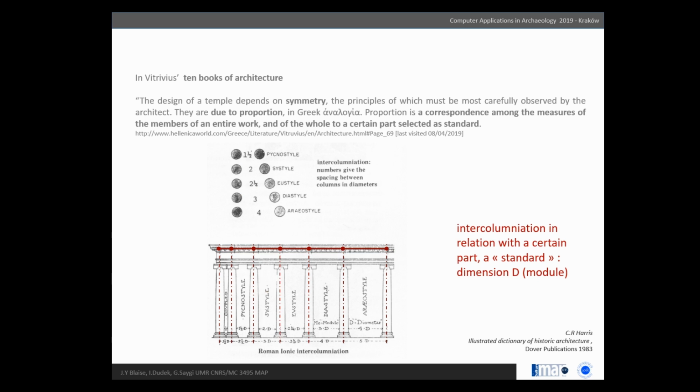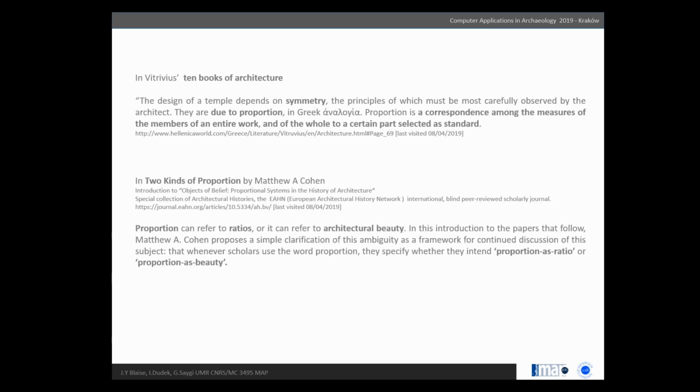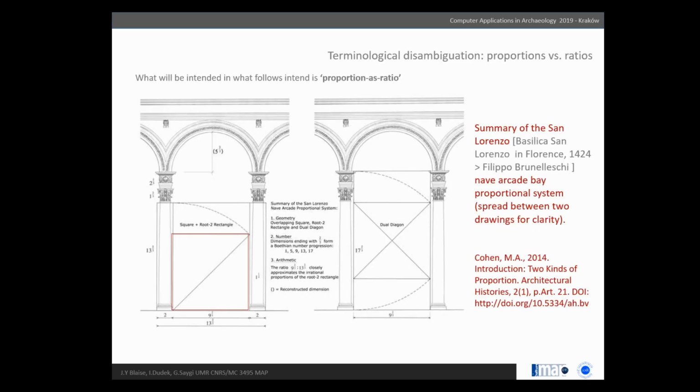But this interpretation of the word is not the only one that exists. In the architectural discourse, you will find the word proportion used as a sort of synonym of architectural beauty. This is coined by Matthew Cohen in a quite interesting special issue of Architectural Histories. Well, this author tells us, okay, please say what you mean when you talk about proportion. So this is what I'm trying to do. I will mention proportion intended as proportion as ratio.